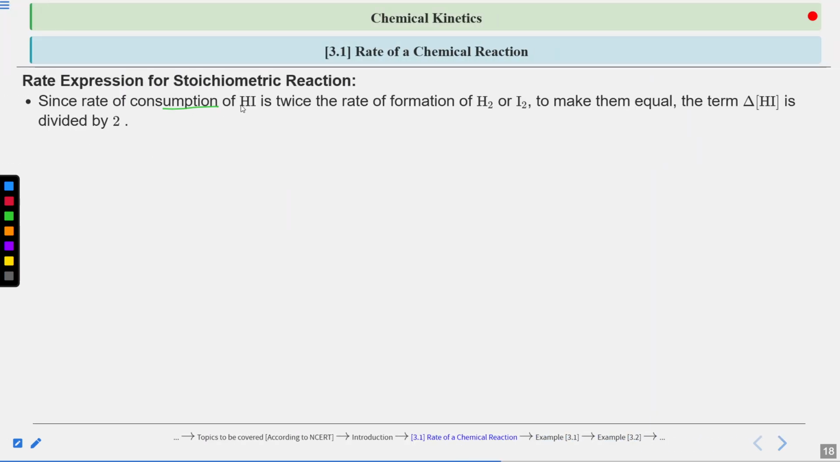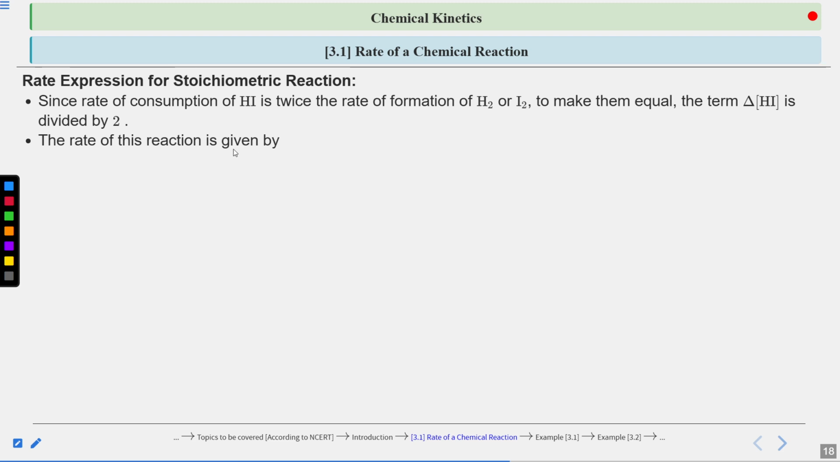Since the rate of consumption of the HI is twice the rate of formation of hydrogen or iodine, to make them equal, the term delta HI is divided by 2. Okay, so we are saying that because the rate of the consumption of the hydrogen iodide molecule is twice the rate of formation of H2 or I2, to make them equal, the term delta HI is divided by 2.